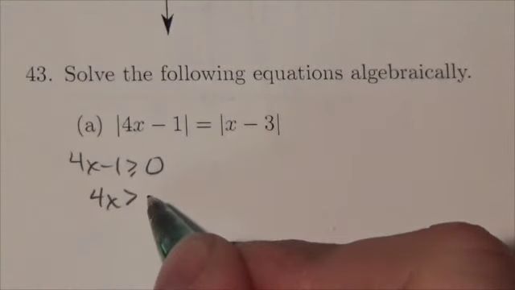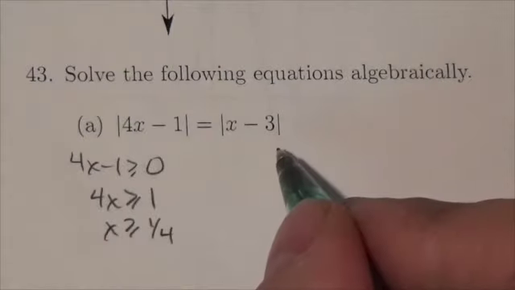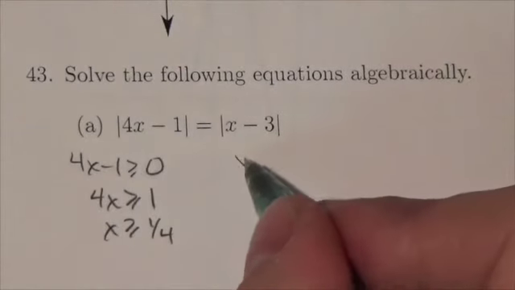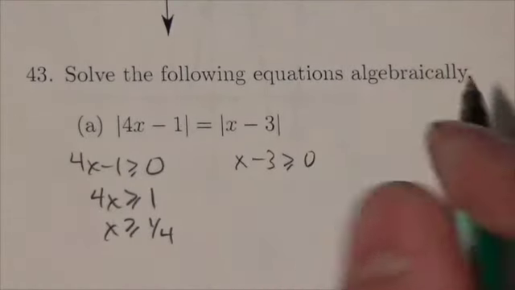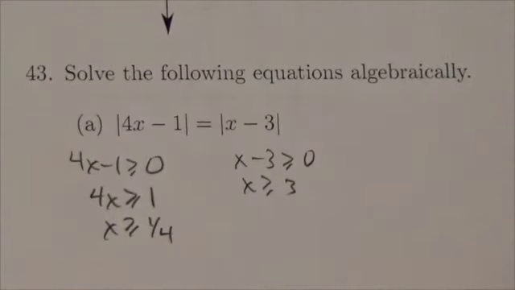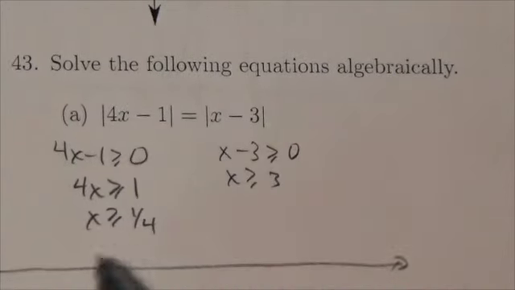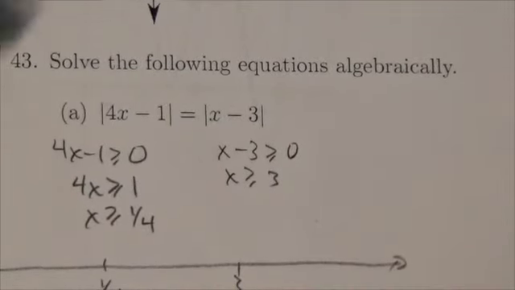That will be where 4x minus 1 is greater than or equal to 0, x is greater than or equal to 1/4. I also want to know where x minus 3 won't get affected by the absolute value, and that's going to be where x is greater than or equal to 3. So what this does is split up our number line into 3 regions. I've got 1/4 and I've got 3. Sorry, you can't see that.